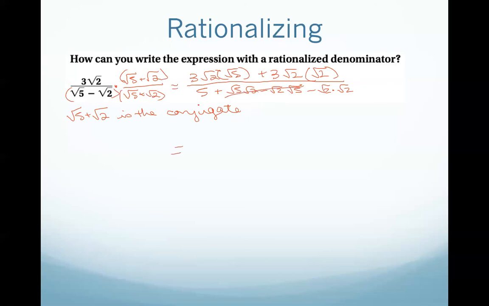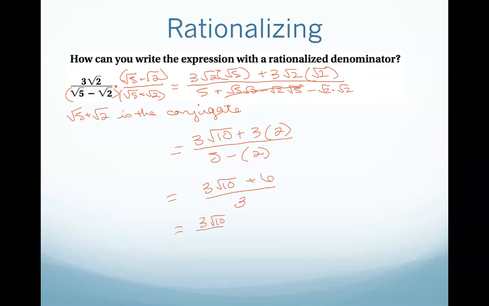Simplifying again, the square root of 2 times the square root of 5, they have the same index, so they don't need to be like radicals to multiply. This is the square root of 10, plus 3 times the square root of 2 times the square root of 2, which is just 2, divided by 5 minus the square root of 2 times the square root of 2, which again is just 2. So we have 3 square root of 10 plus 6 divided by 5 minus 2, which is 3. We can simplify this: 3 square root of 10 over 3 plus 6 over 3 reduces to the square root of 10 plus 2.